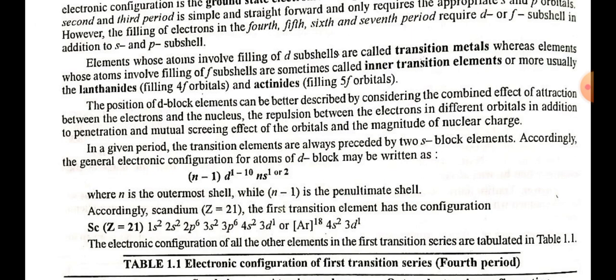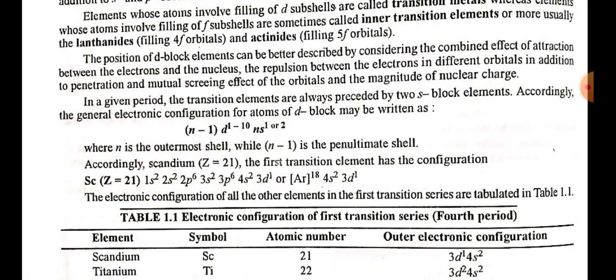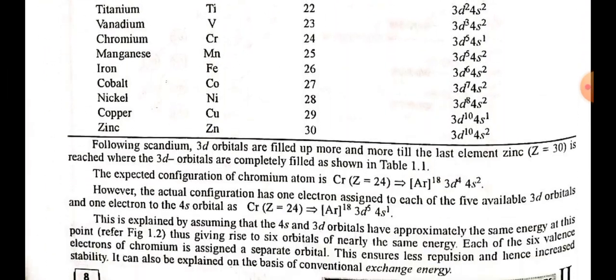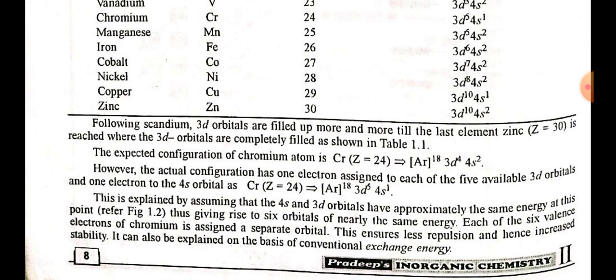(n-1)d^1-10 ns^1 or 2, where n is the outermost shell while n-1 is the penultimate shell. Accordingly, scandium, the first transition element, has the configuration shown here. The electronic configuration of all other elements in the first transition series are tabulated in table 1.1. Following scandium, the 3d orbitals are filled up more and more till the last element, zinc, is reached, where the 3d orbitals are completely filled.